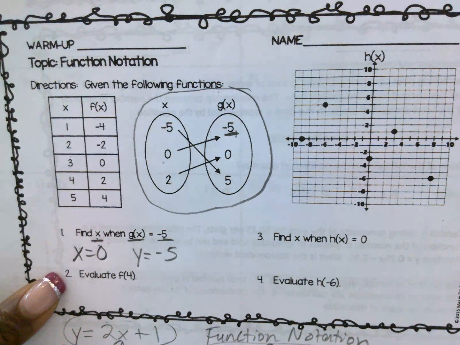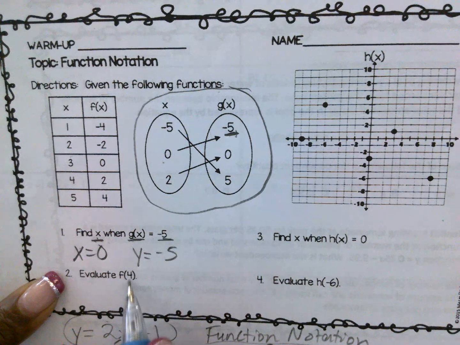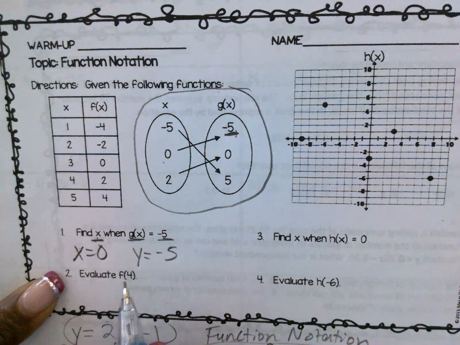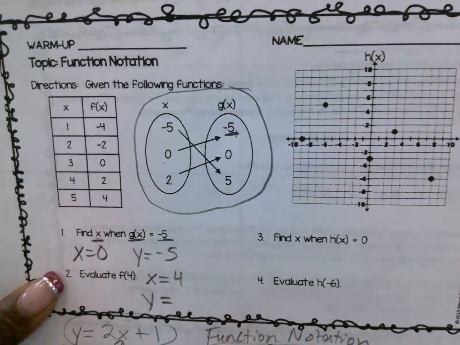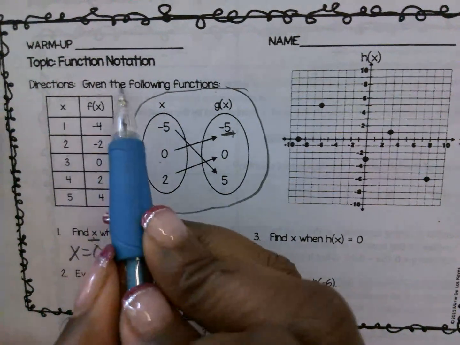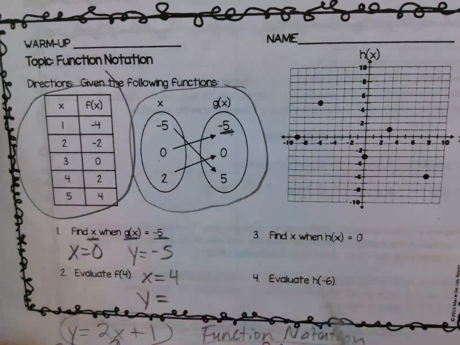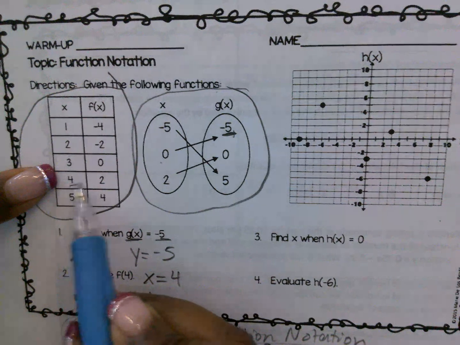Let's look at number 2. This is saying that X, you see the number in the parentheses is X. This is saying that X is equal to 4. What is Y? So look for f of X. Which one of these is f of X? The first table. So let's look for when X is 4. X is 4 here. What's the Y value?